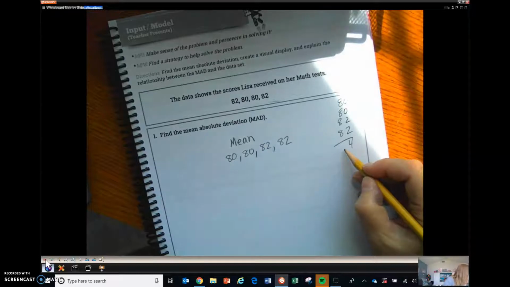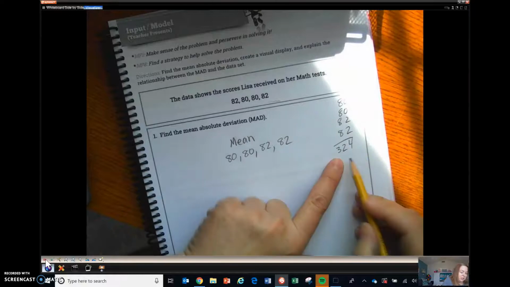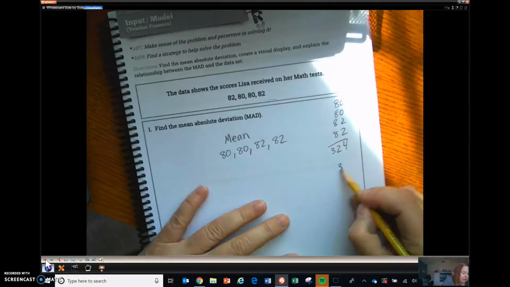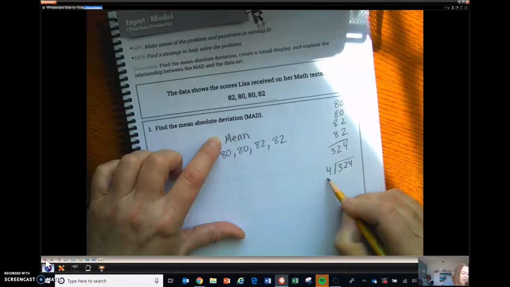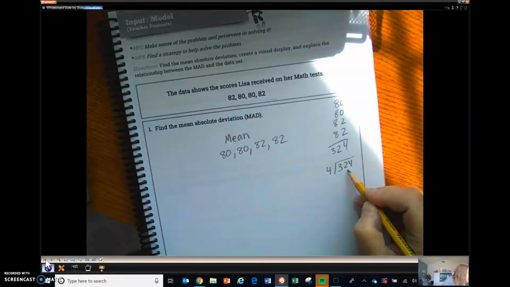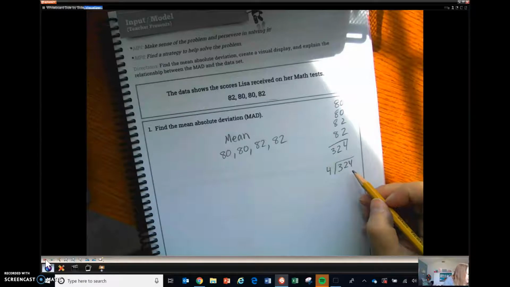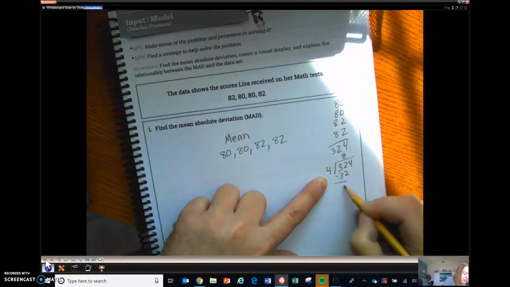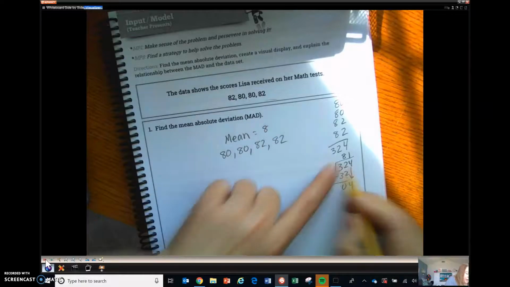Why can't I ever know my 8s? 4 times 8 is 32. So it's 324, but then I have to divide by 4 to get the average or the mean. 324 divided by 4. 4 goes into 32. 32 divided by 4 is 8. I just figured that out. 32, 0, 4, 1. So the mean equals 81.